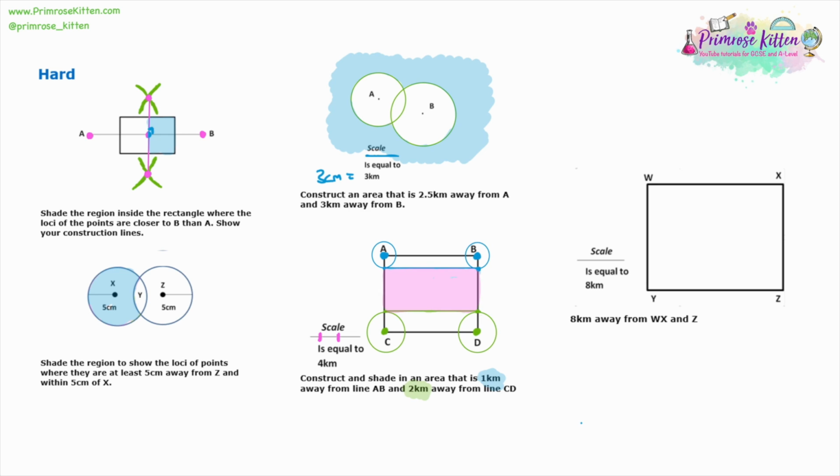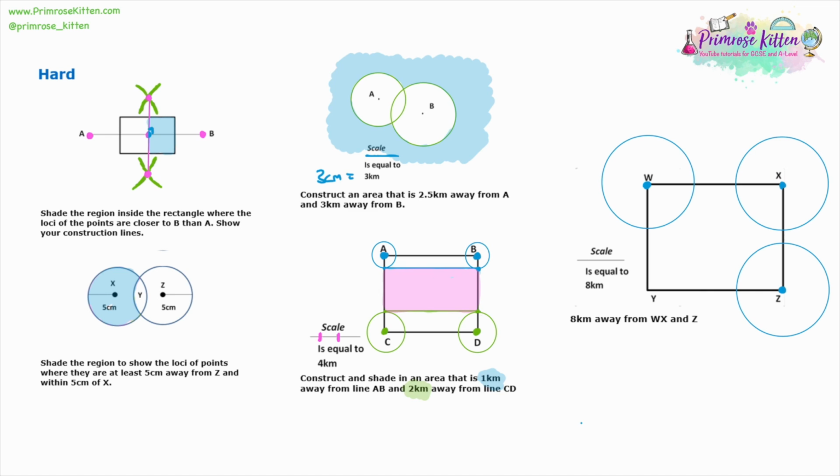Moving on to question 5. So we have a scale that lasts for 8 kilometres and we are drawing 8 kilometres. So we want to be 8 kilometres away from WX, so do an 8 kilometre circle around W and around X. But then also Z is going to be an 8 kilometre line, but it doesn't have 2 letters. It's only got 1 letter for Z. So we're only going to do it around Z. So let's draw those circles.